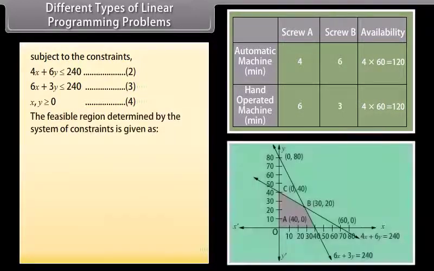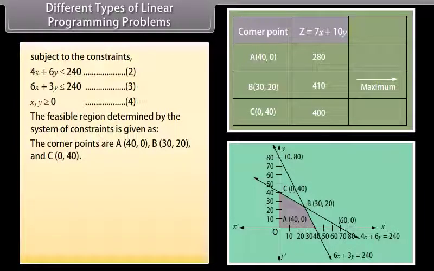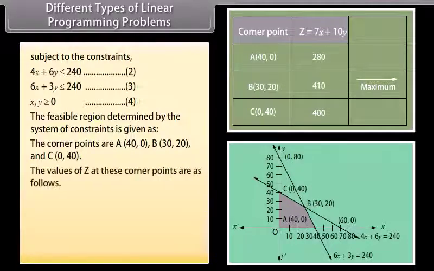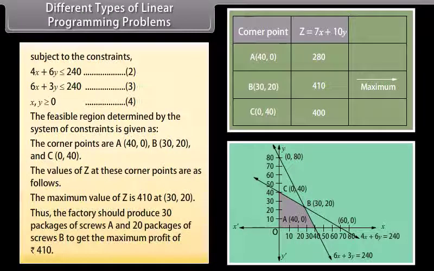The feasible region determined by the system of constraints is given as follows. The corner points are A (40, 0), B (30, 20) and C (0, 40). The values of Z at these corner points are as follows. The maximum value of Z is 410 at (30, 20). Thus, the factory should produce 30 packages of screws A and 20 packages of screws B to get the maximum profit of rupees 410.